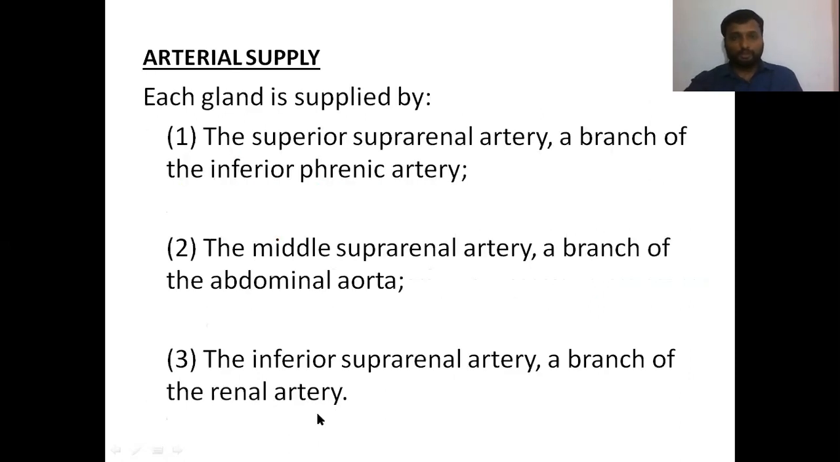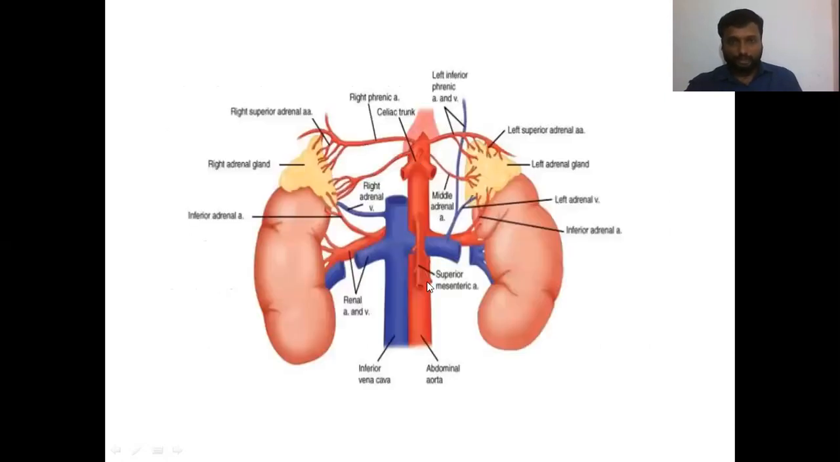Then the arterial supply. Each suprarenal gland is supplied by three arteries: superior suprarenal artery, middle suprarenal artery, inferior suprarenal artery. Superior suprarenal is a branch of inferior phrenic artery. Middle suprarenal is a branch of abdominal aorta. Inferior suprarenal is a branch of renal artery. We'll see that. See, this is the abdominal aorta. This abdominal aorta gives the inferior phrenic artery. We already saw the inferior phrenic artery.